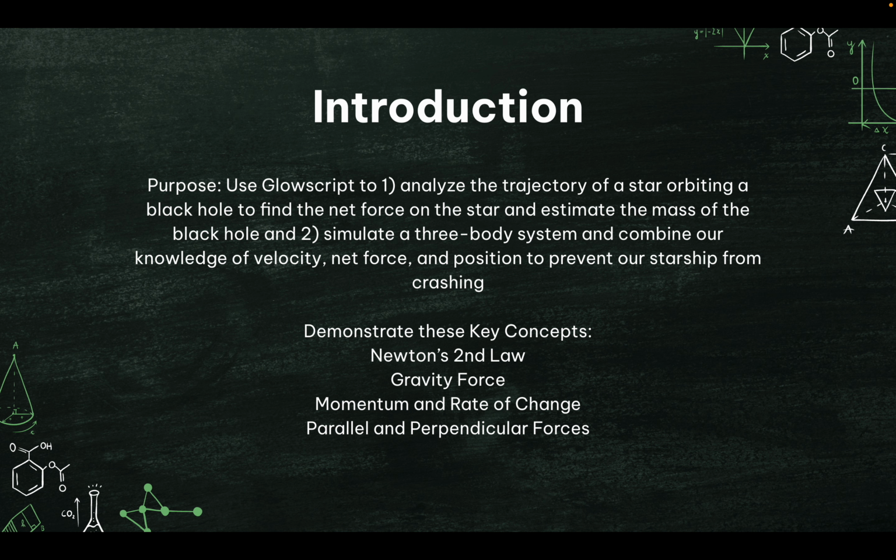For part 2, the purpose is to simulate a planet, its moon, and a spaceship and find a velocity for the spaceship in order to have it have a certain trajectory and not crash. This will all be done using GlowScript, and in order to simulate this, we will need to understand the concepts behind Newton's second law, gravitational force, momentum, and parallel and perpendicular forces.